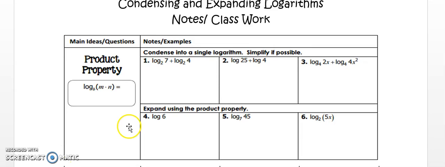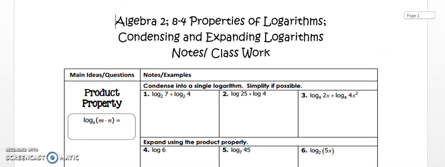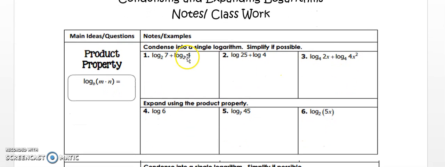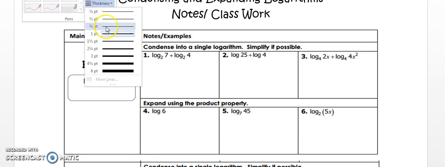All right, let's take a look at our 8-4 notes. We're going to do some actual math with logs, so the properties of logs and what we can do with them. Let's refresh our memories on what a log is.